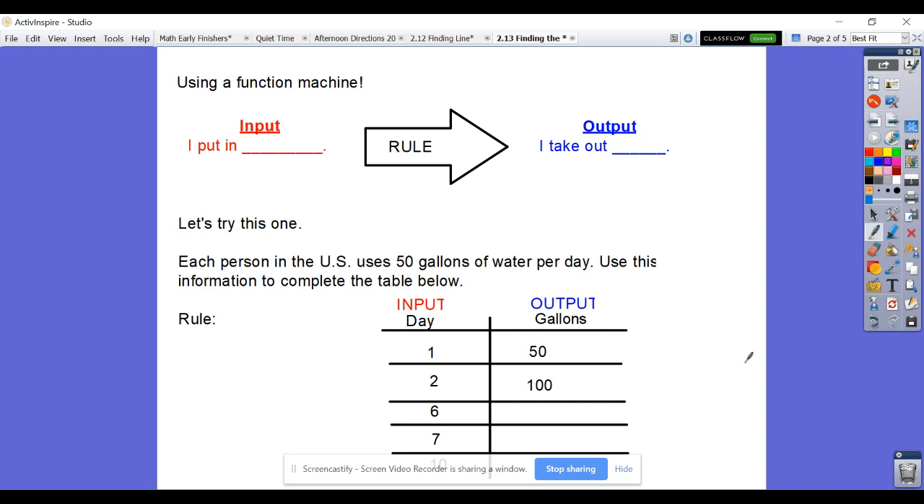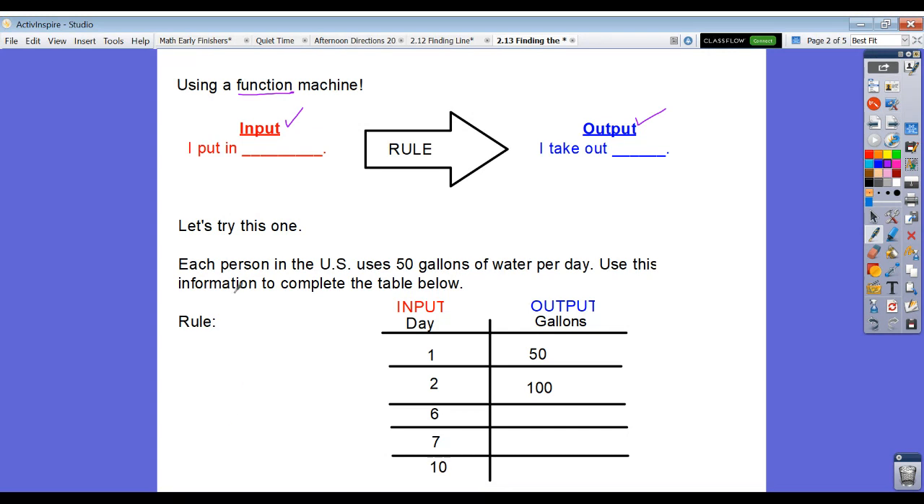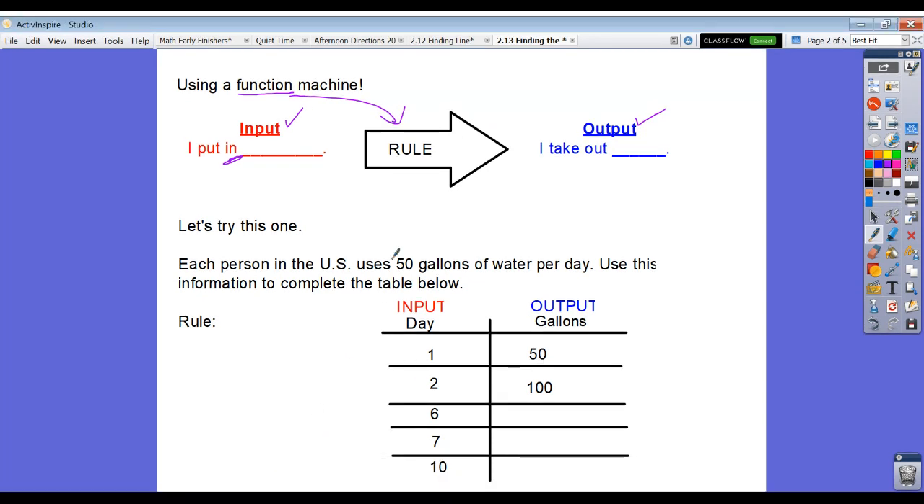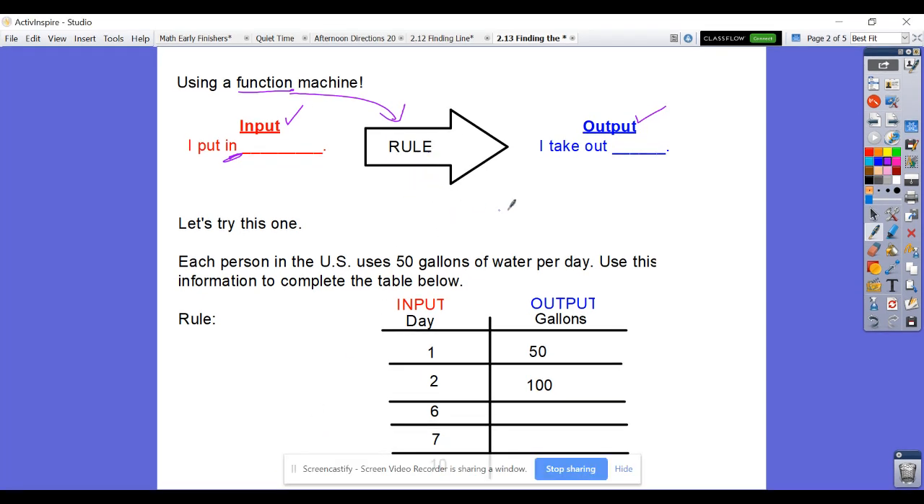Hello, mathematicians. You know how I love great math vocabulary, and today we have some new terms: function, input, and output. The input is what you put in. It goes through some rule. That's kind of like our function machine. We call that the rule. Is it going to be +2 or times 10? What's your rule going to be that then creates your output, or what comes out?